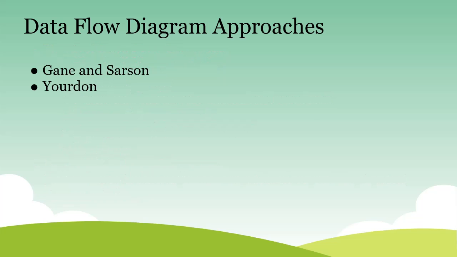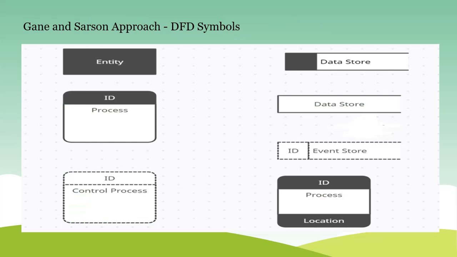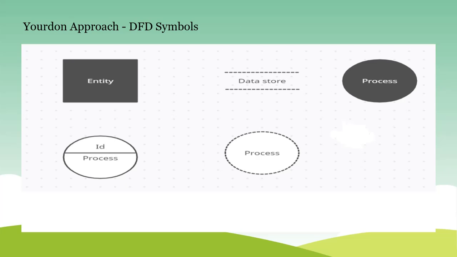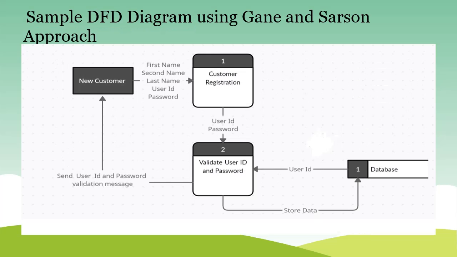We use two approaches to draw data flow diagrams. The first approach is Gane and Sarson, and the second one is Yourdon. In the Gane and Sarson approach, DFD symbols are shown in this picture, like entity, process, control processes, data store, event store, etc. This is the DFD symbols using the Yourdon approach.